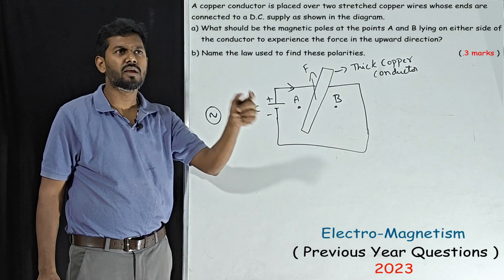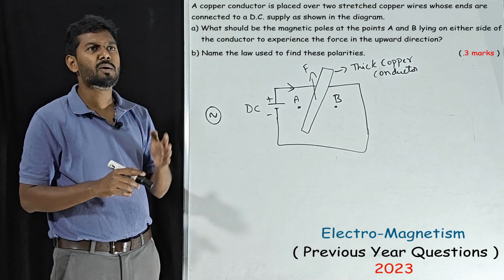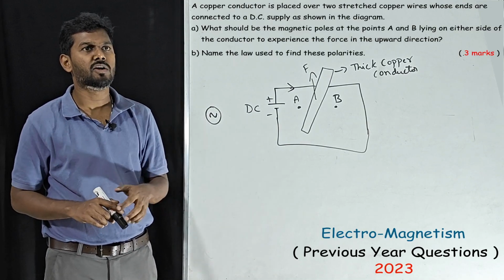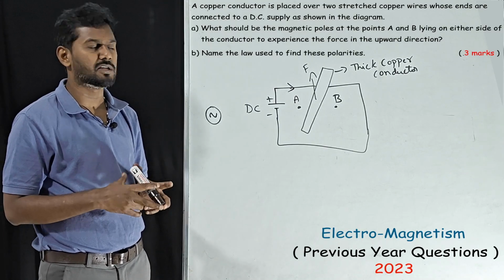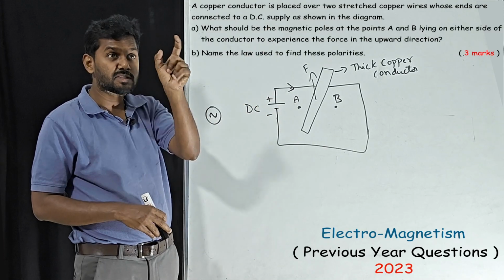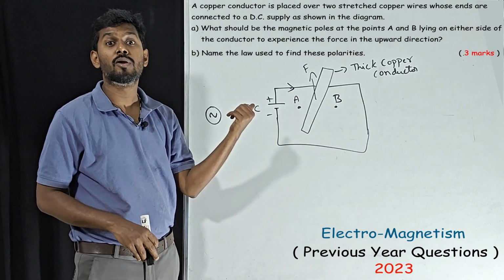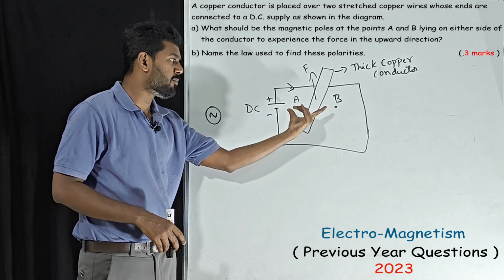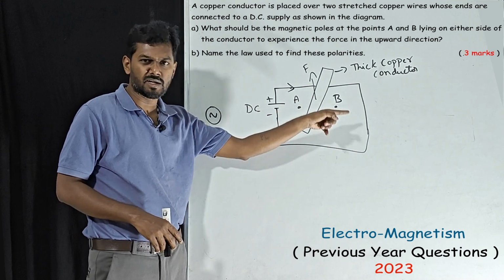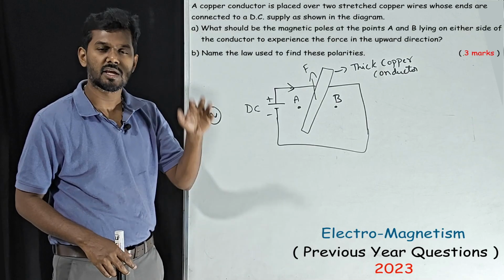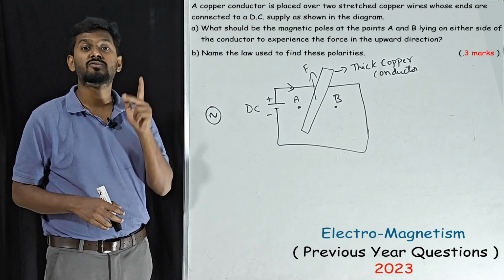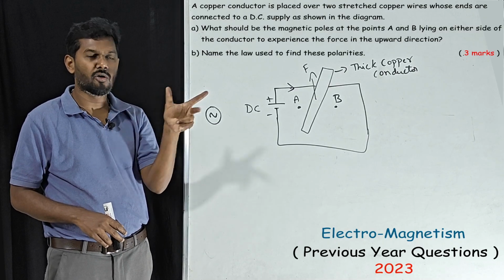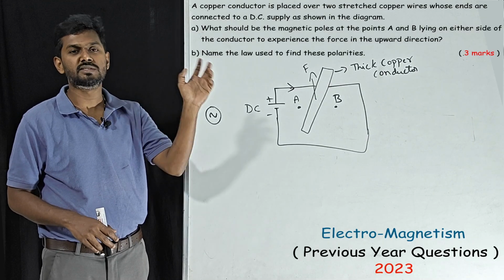What is this AB? That we will learn here. What should be the magnetic poles at A and B lying on either side of the conductor to experience a force in the upward direction? The force is in upward direction. It is clearly mentioned A and B are the polarities of a magnet. So we have electricity, we have a magnetic field, and the force is experienced. This is related to what rule? That is Fleming's left hand rule. This is very much important. If you know which rule it is related to, then you can easily answer.